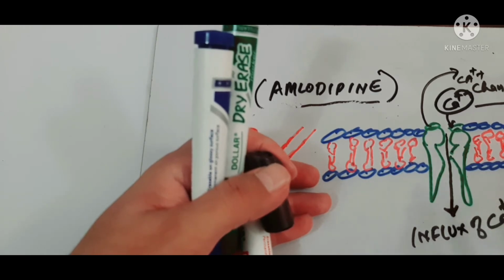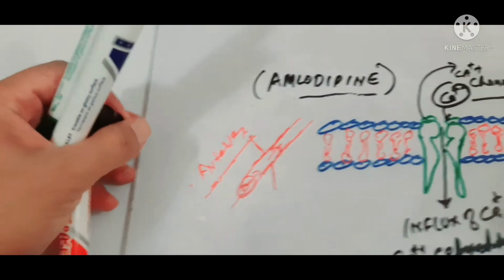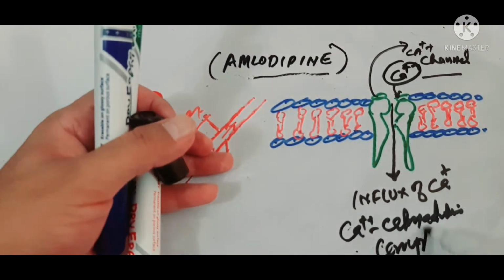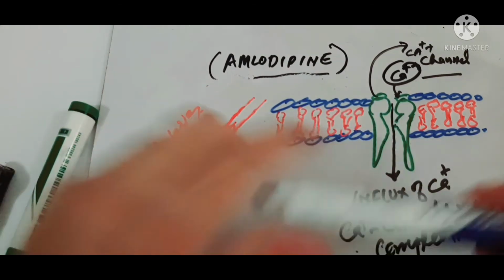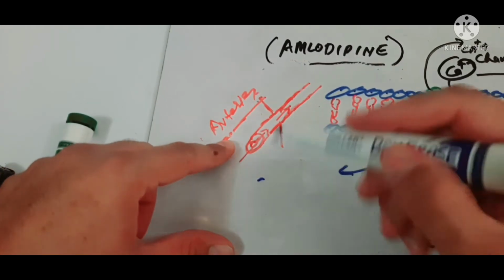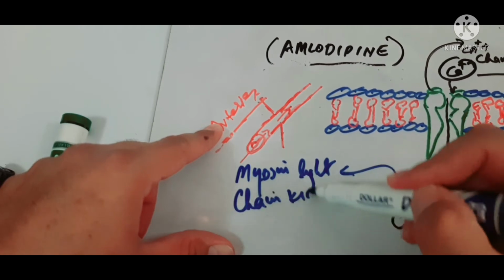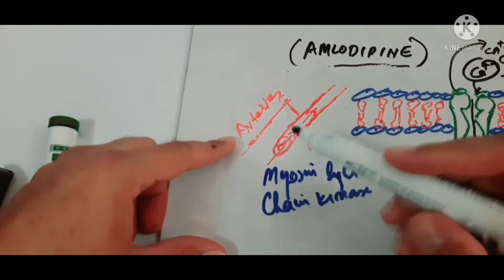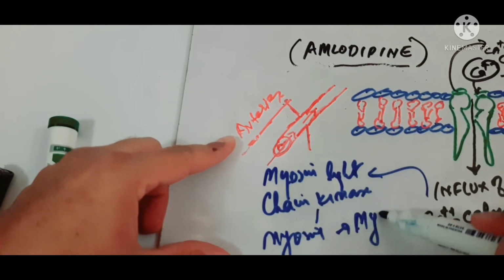The calcium combines with a protein called calmodulin, and it makes the calcium-calmodulin complex. This calcium-calmodulin complex activates an enzyme called myosin light chain kinase, which converts myosin into myosin phosphate.